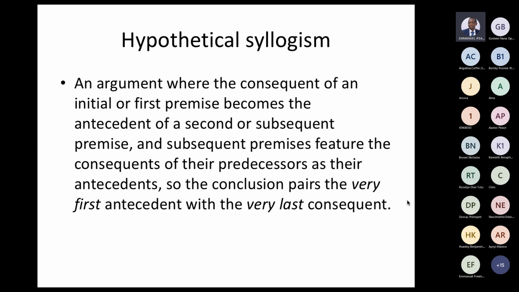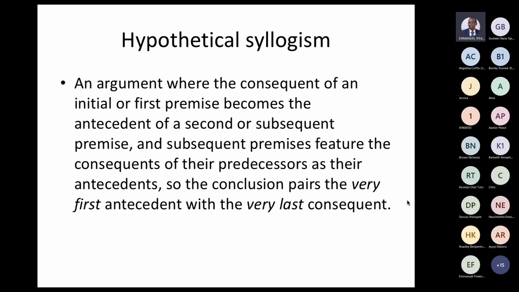So if you say all A are B, and B is a consequent, then the next premise will start with B as an antecedent. So all A are B, all B are C. Then C will start the next premise. All C are D, and so on. So it will be all A are B, all B are C, all C are D. That's where the consequent of an initial or first premise becomes the antecedent of a second or subsequent premise, and then subsequent premises feature the consequence of their predecessors as their antecedents.